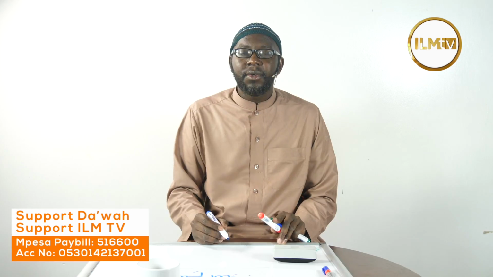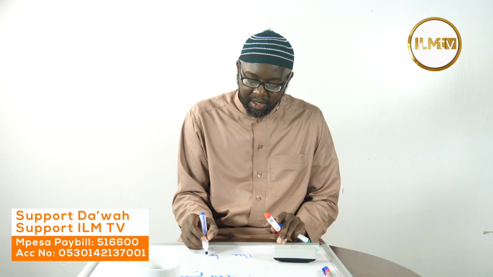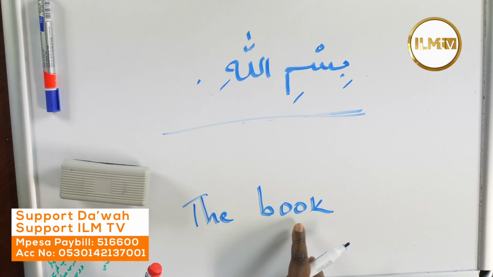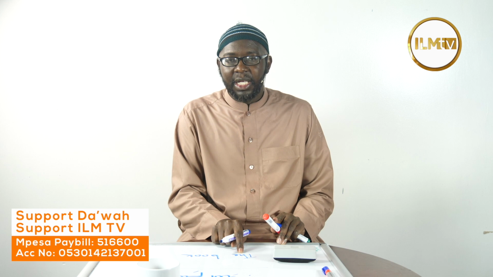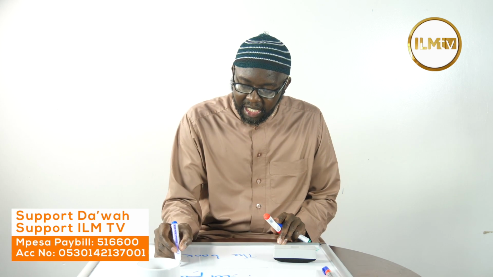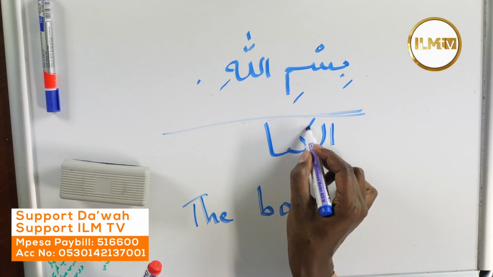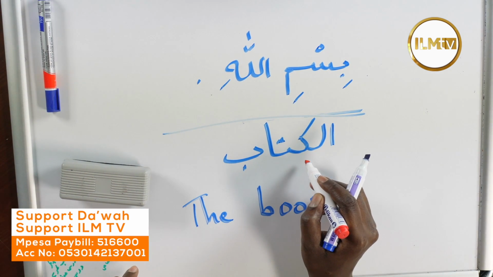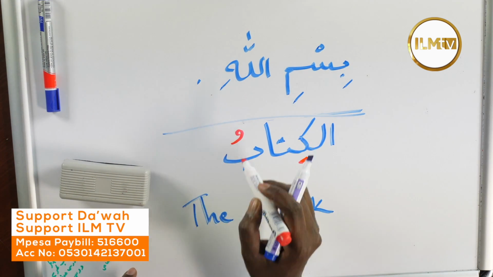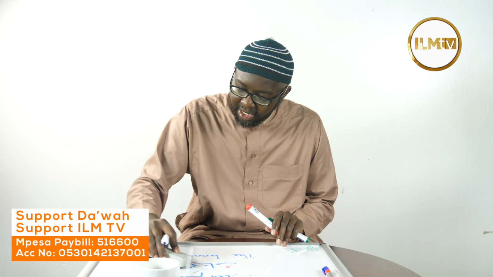So now, how do you say the book? The book. We already said the word book is kitab, we know that. The comes at the beginning of the Arabic word, which is al. So we say al kitabu. So let's write this in another color so that it's clearer.